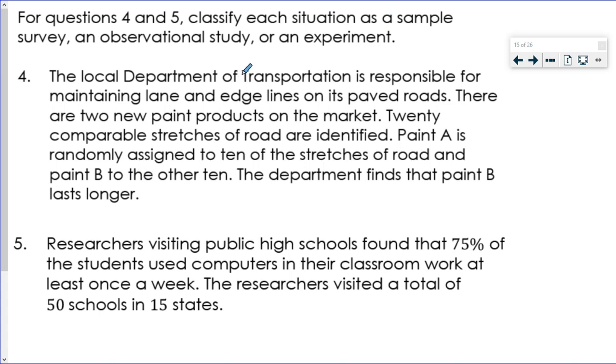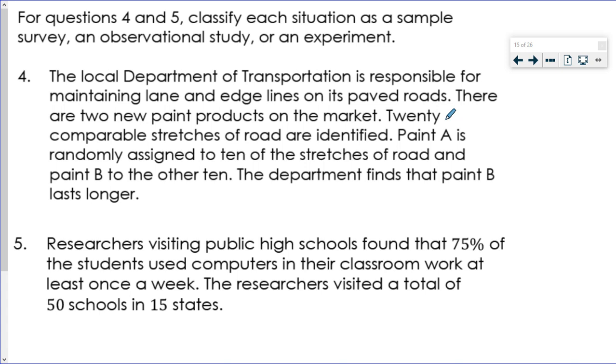So first, the local Department of Transportation is responsible for maintaining lane and edge lines on its paved roads. There are 2 new paint products on the market. 20 comparable stretches of road are identified. Paint A is randomly assigned to 10 of the stretches of road and paint B to the other 10. The department finds that paint B lasts longer.